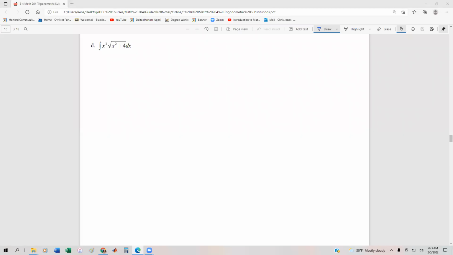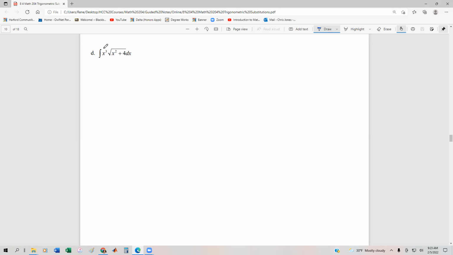We've seen an example where we've used the secant trig substitution. We've seen a couple examples where we use a sine substitution. In this example, we're going to take a look at being able to use our tangent substitution. So we have this integral, x cubed over the square root of x squared plus 4.